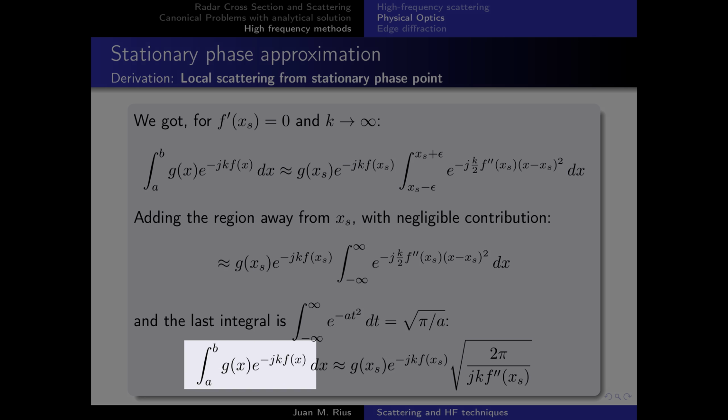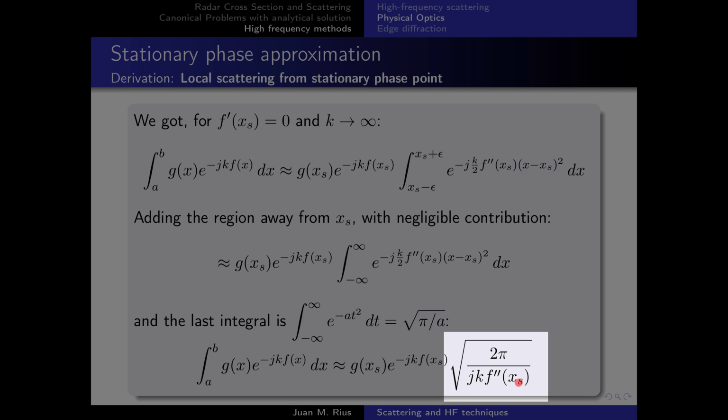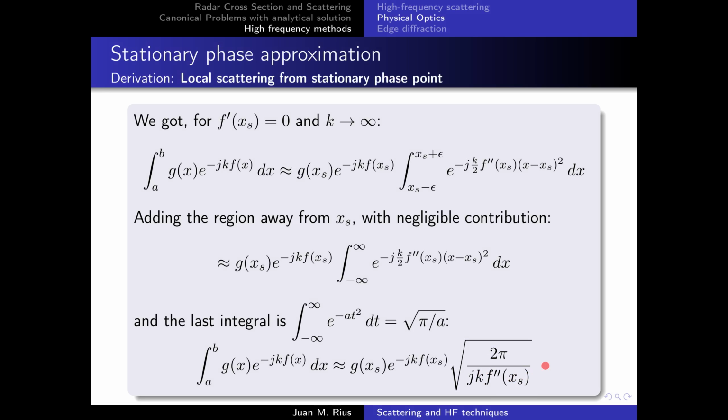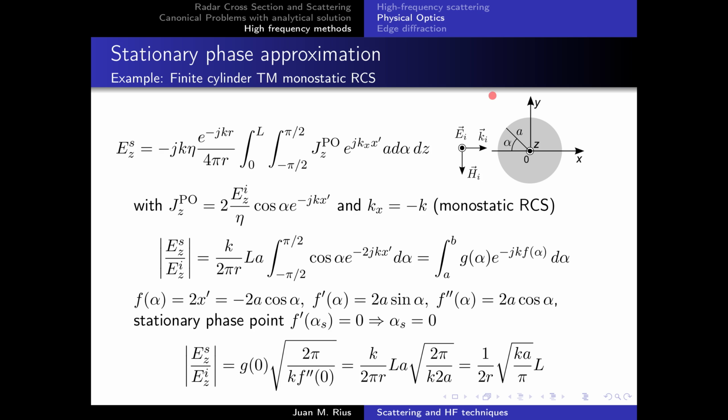The overall computation of the physical optics integral depends only on the value of the integrand at one point, the stationary phase point, plus some factor depending on the curvature of the surface at this point. And we will see this with a very simple example. This is a finite cylinder of length L in the TM case.